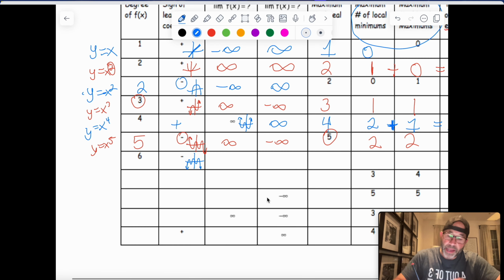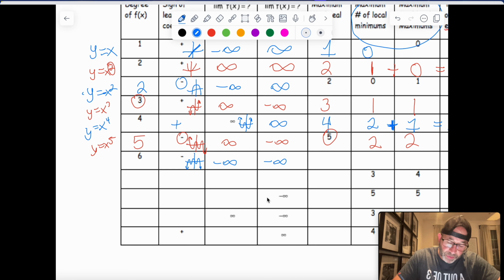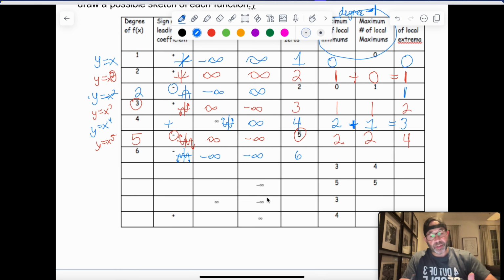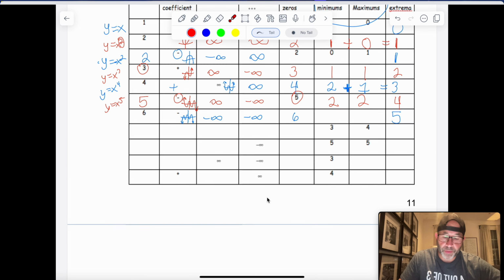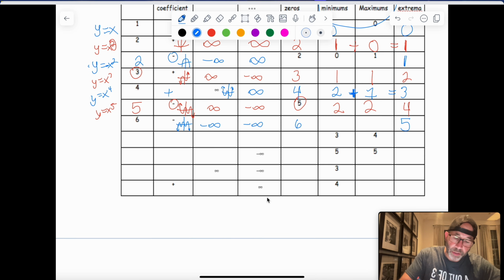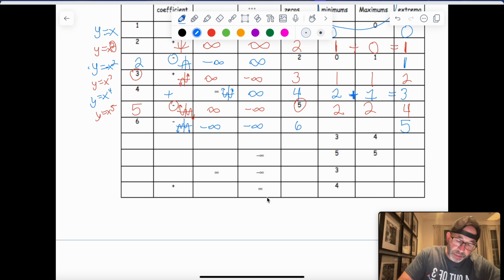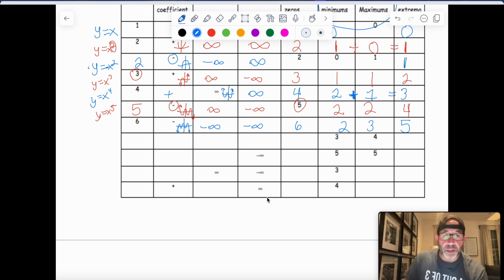Okay. As my graph goes left, it goes down. As my graph goes right, it goes down. There are a maximum of 6 zeros. If there's 6 zeros, there's a maximum of 5 extremas. And let's look at our picture. We can see that there's 1, 2, 3, and then 1, 2. Okay, so there's 3 maxes and 2 mins. All right. 4 more rows and then we are done.